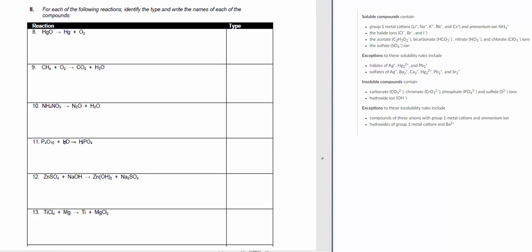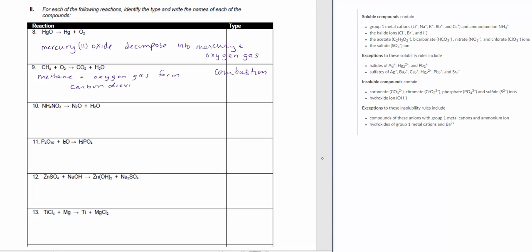Number 8, for each of these reactions, we're going to identify the type and we're going to write the names. So this is mercury 2 oxide is going to decompose into mercury and oxygen gas. So this is decomposition and gas evolution. Here we have a combustion reaction, and this is going to be methane and oxygen gas will form carbon dioxide and water.